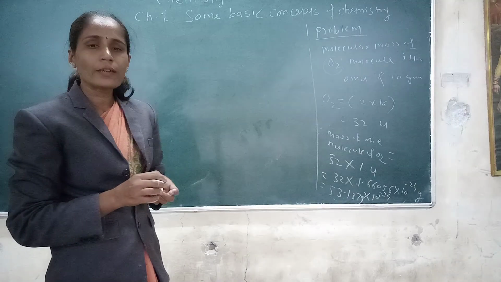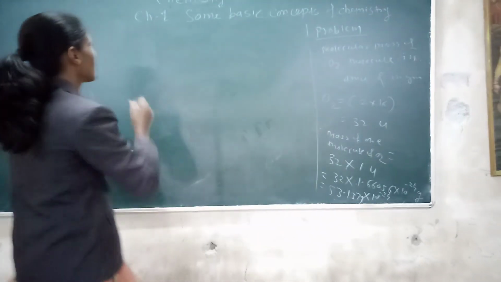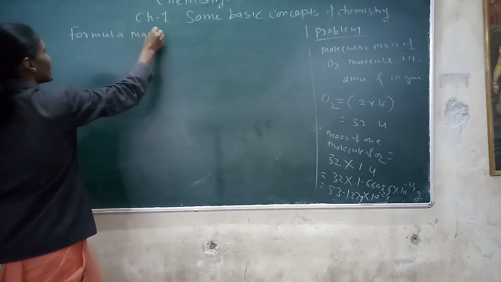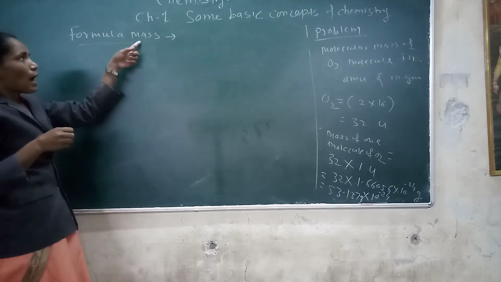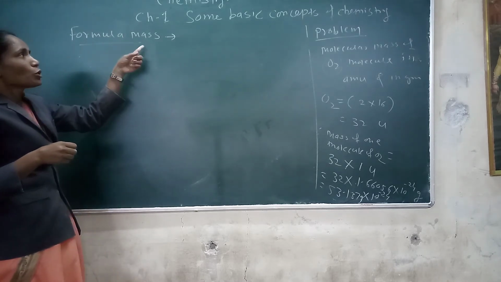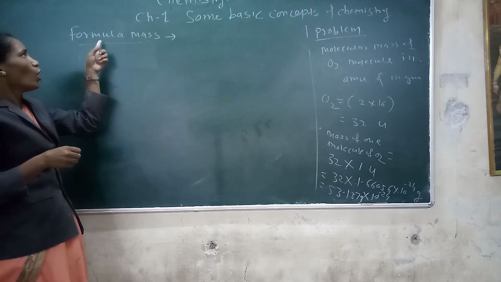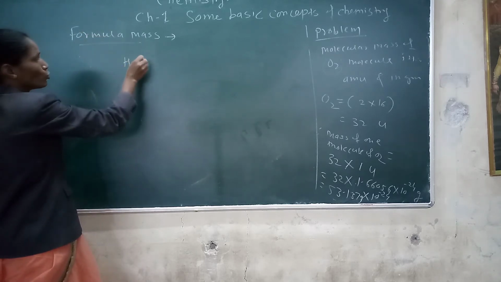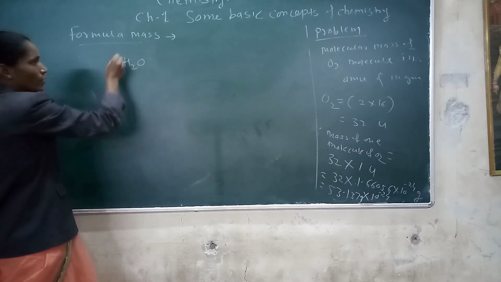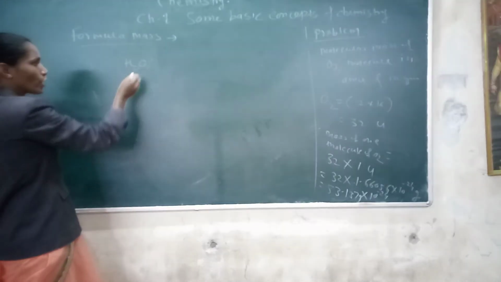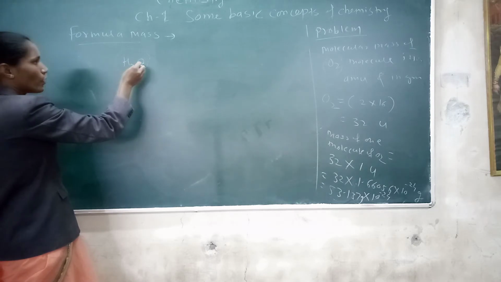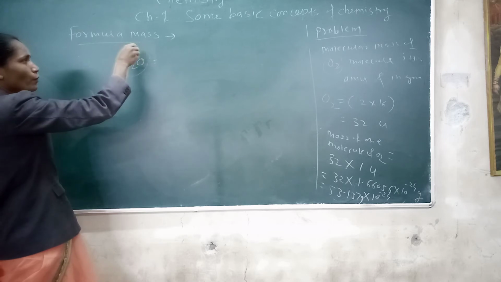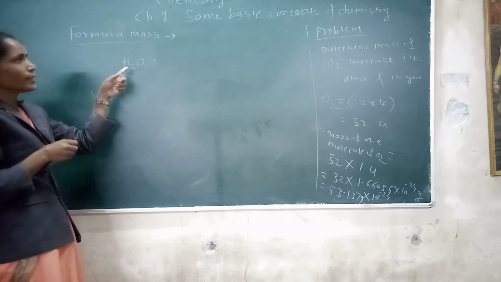Then the next point is formula mass. Formula mass means summation of atomic masses of elements present in the formula. For example, water shows the formula H2O. H2O contains 2 hydrogen, 1 oxygen. Therefore, the formula mass is the addition of masses of elements present in the formula.